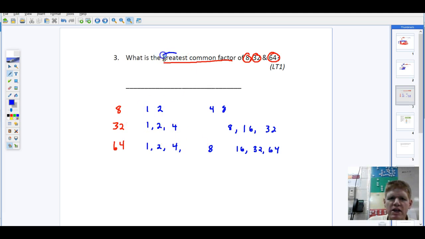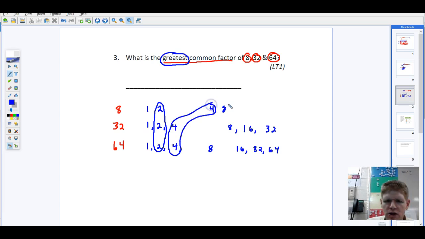So which is the greatest common factor of all of these? Well, 2 is a common factor. 4 is a common factor. That's not the greatest one, I don't think. 8 is a common factor. 16 is a common factor for 2 of them, but not for the third one. And so it appears that 8 is our greatest common factor. So 8 is the greatest common factor for all 3 of these numbers.